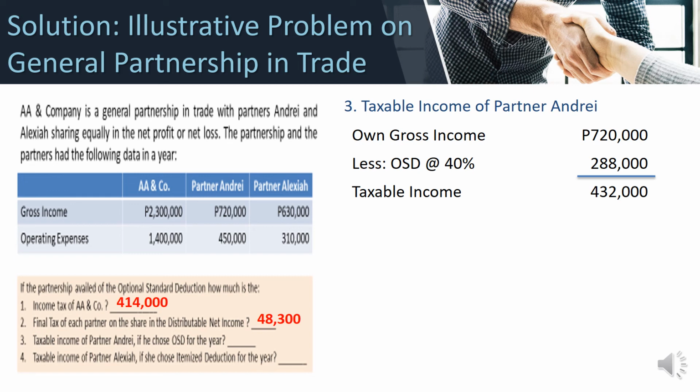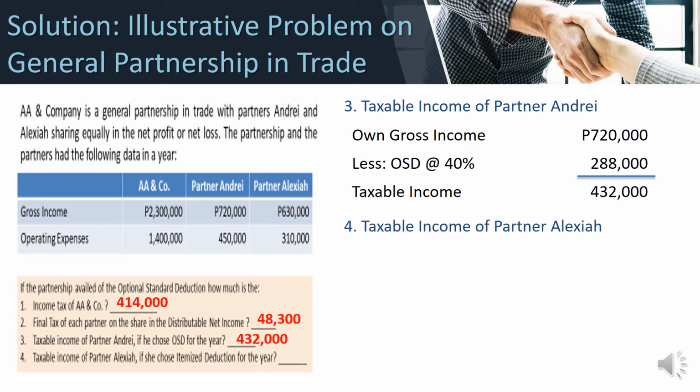Again, dahil partnership in trade ito, hindi na natin idadagdag yung share nila sa distributable net income of the partnership. Ang isasala lang natin sa taxable income ng mga partners will be their own gross income and their own deduction. Depende sa kung anong pinili nila, OSD or itemized, to arrive at the taxable income of the partner. So, our answer for number 3 will be 432,000.